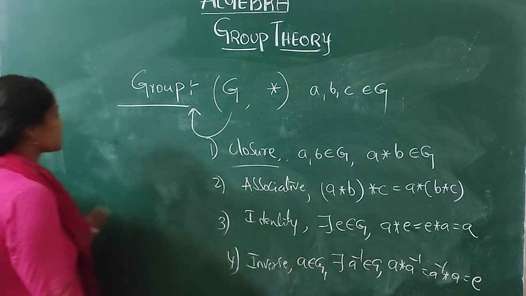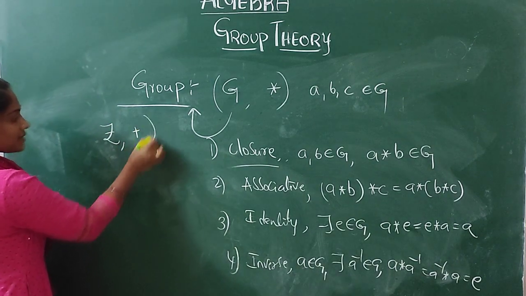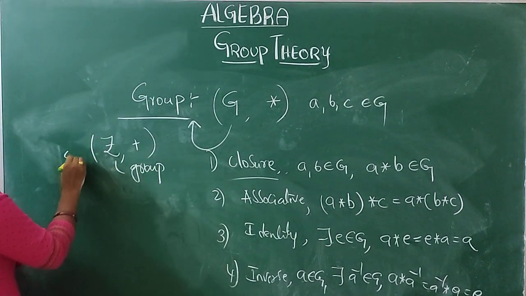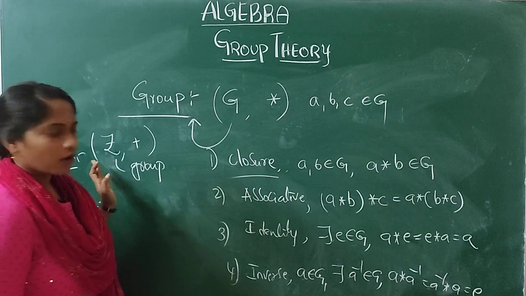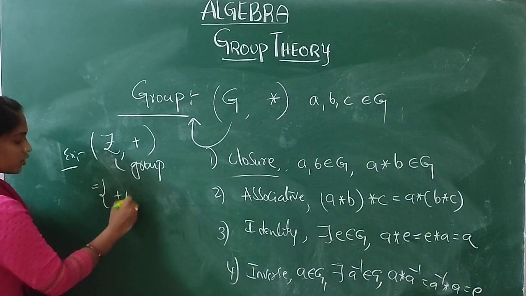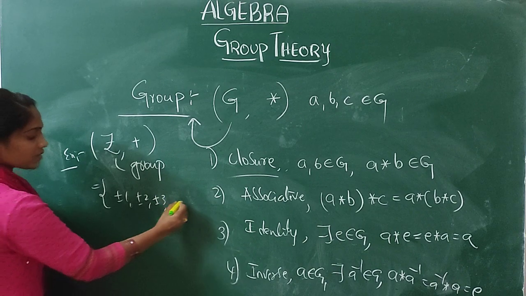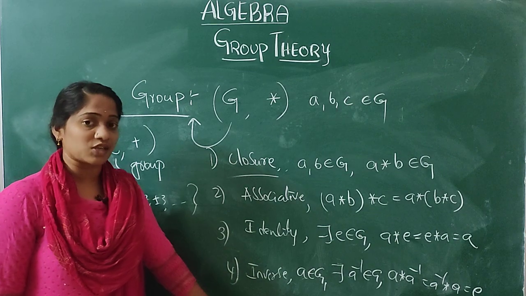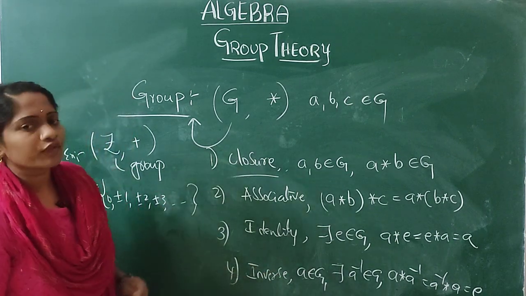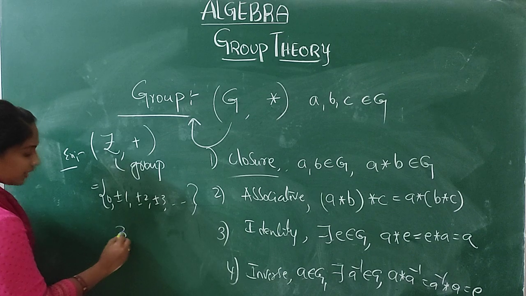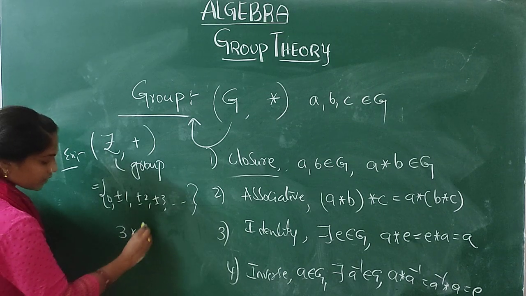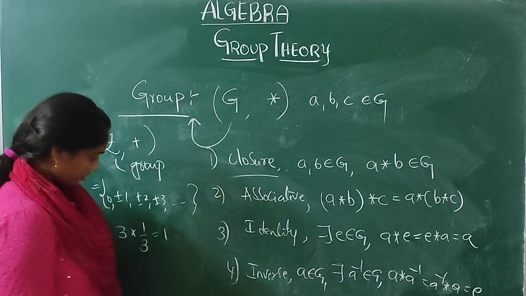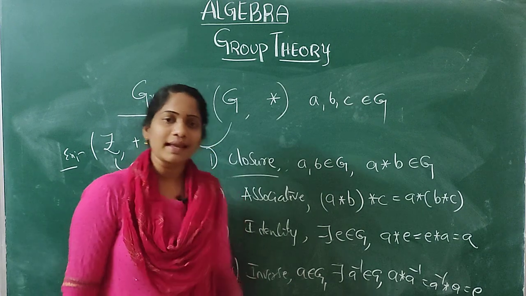For example, you can say (Z, +), the set of integers, is a group. This is a very good example to remember. What is Z? Z means plus or minus 1, plus or minus 2, plus or minus 3 and so on, including 0 also. You can take any of these, and the properties will be satisfied, including inverse. How is the inverse property proved? If you take 3, then 1/3 gives the identity 1 with respect to the operation. In this way you can take the inverse also, okay?